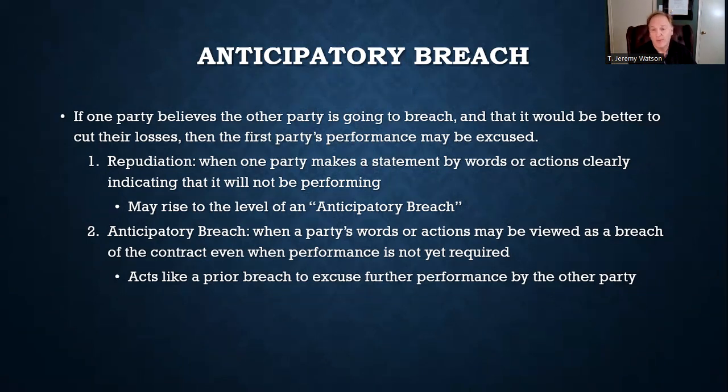All right. Next category would be just what we would call an anticipatory breach. An anticipatory breach is when by one party's words or actions, it can be viewed as a breach, right? They haven't said they're not going to perform on the contract, but through their words or actions, they've made it clear that they're not going to be able to perform on the contract, all right? And if you can prove an anticipatory breach, that may be a valid excuse to not perform, right?